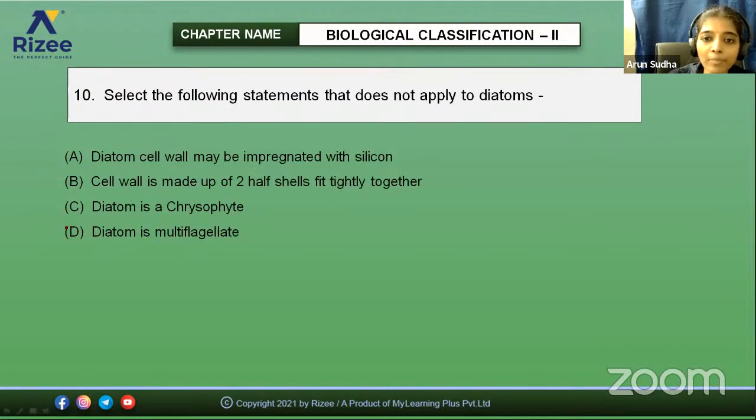Select the following statement that does not apply to diatoms. So read the question carefully, that does not apply to diatoms. The diatom cell wall may be impregnated with silicon, and the cell wall is made up of two half shells fit tightly together, diatom is a chrysophyte, diatom is multiflagellate. So which is the correct option in this? Yeah, it is option D.